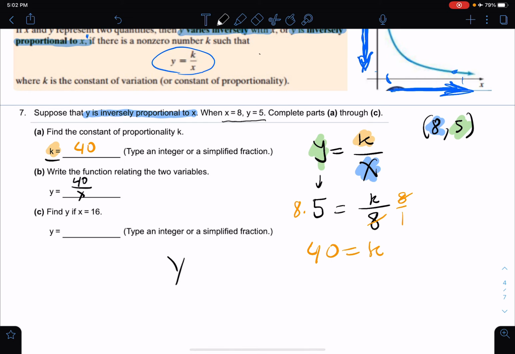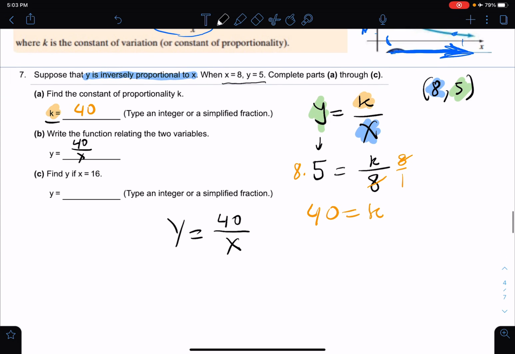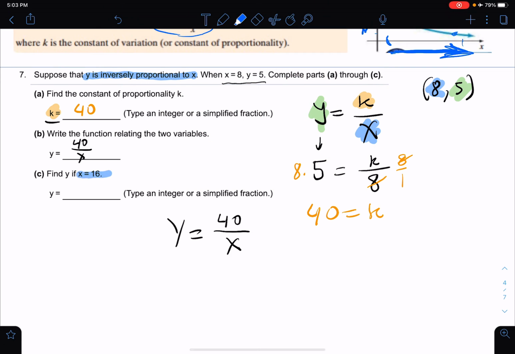I'm going to write down, we've got our equation that defines this situation that they gave us. Y equals 40 over x. It's an inverse variation problem with a k value of 40. And they're saying, oh, by the way, what happens if I give you, whoops, that's an x value, so I'll make it blue. What happens if I give you an x value that's 16? No problem, I got a formula for that. I just take y equals 40 divided by 16.